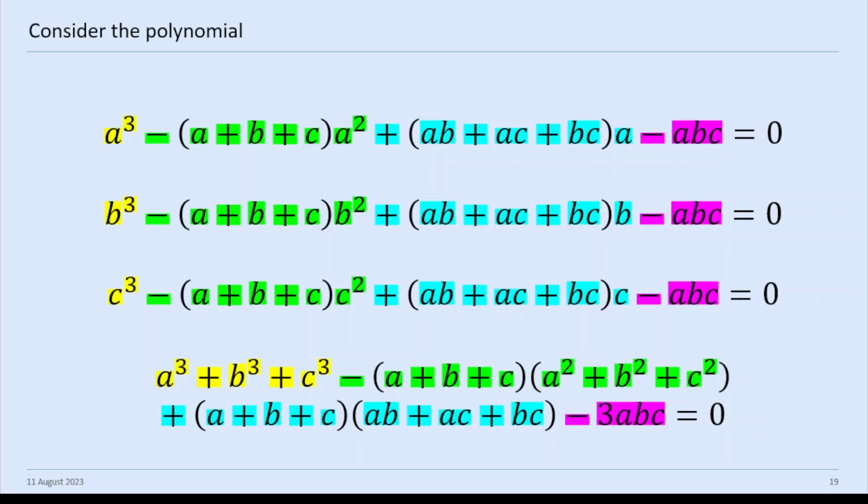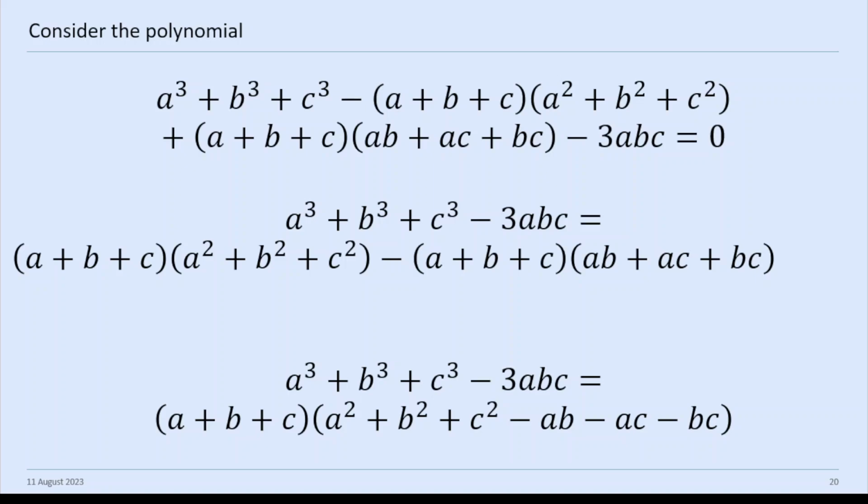And that's derived from there. That's how it's all derived. But then basically what happens is if we add (a plus b plus c) times (a squared plus b squared plus c squared) to both sides and subtract the other term here, (a plus b plus c) times (ab plus ac plus bc) from both sides, we get to this expression at the bottom, which basically gives us our identity.